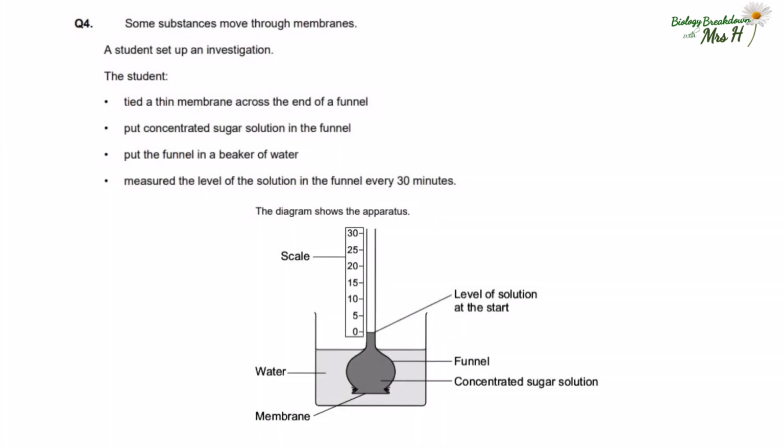Question 4. Some substances move through membranes. A student set up an investigation. The student tied a thin membrane across the end of the funnel. So that's going to be partially permeable. They put concentrated sugar solution in the funnel. They put the funnel in a beaker of water. They measured the level of the solution in the funnel every 30 minutes.